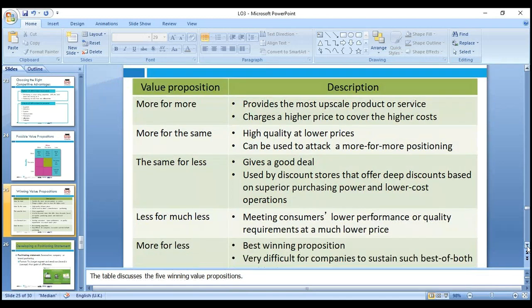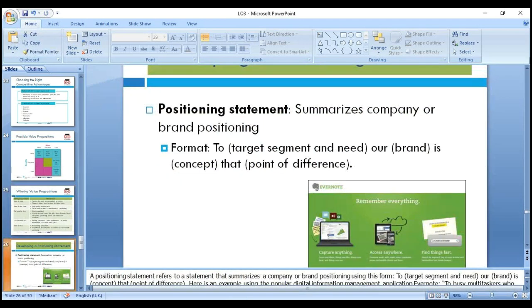Less for much less means meeting consumers' lower performance needs. A lot of companies, especially in the credit crunch, saw their sales go up. They started to set up, like Poundland, where sales really went up. We can look at Poundland, Lidl, and various other stores with big discounts. They all try to create a proposition, because everyone was struggling in the credit crunch and prices were high.